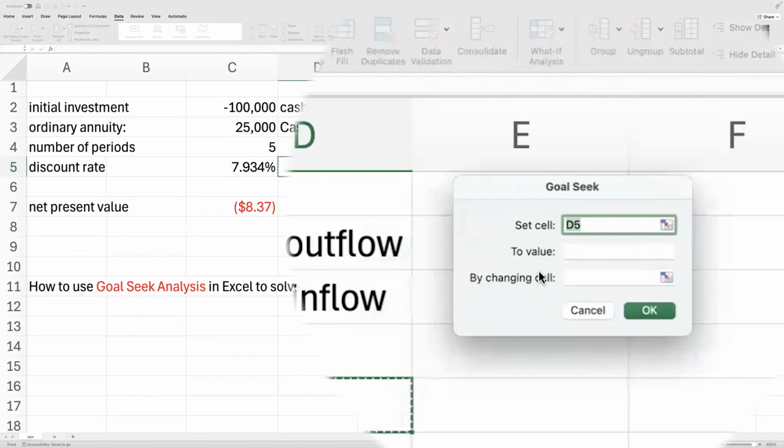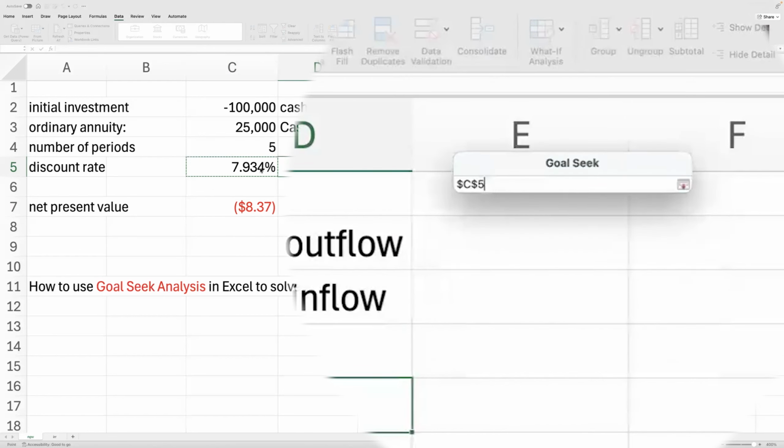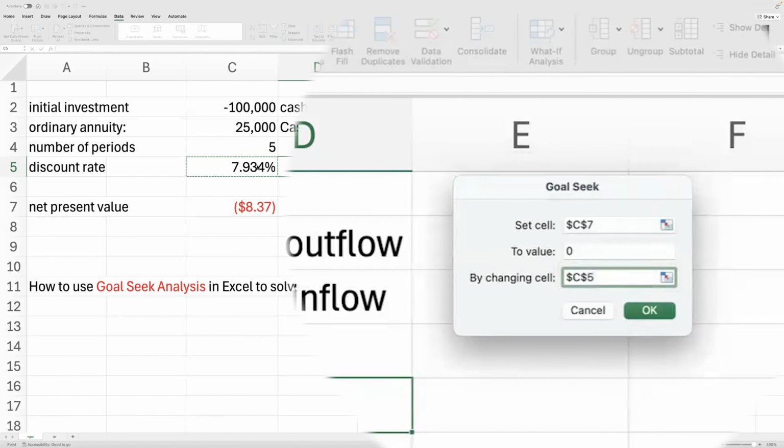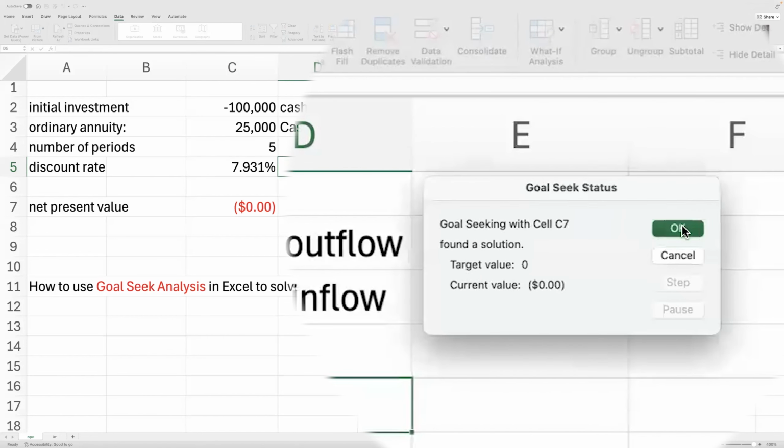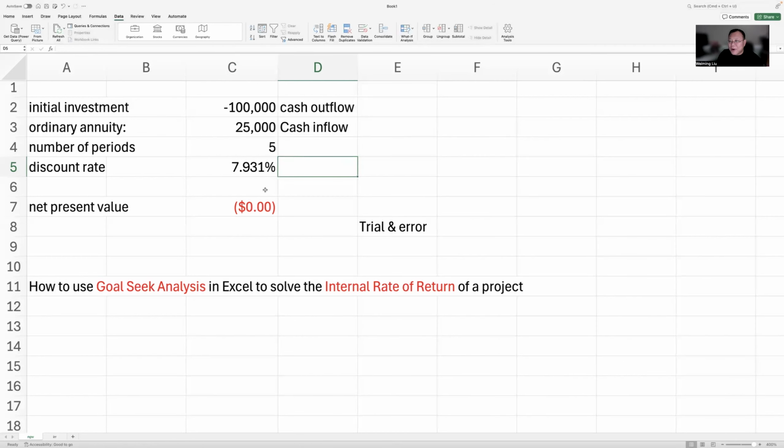So a menu popped up. First, it says Set cell. So which cell has the goal? Well, this is my goal, right? I set this cell to be 0 by changing this cell, okay? So now let me click OK and see what happened. You see? The software calculates automatically for you.